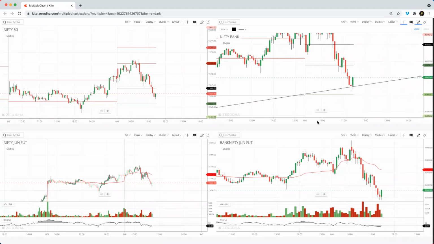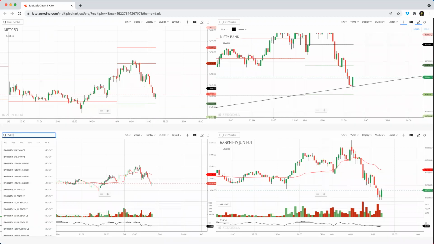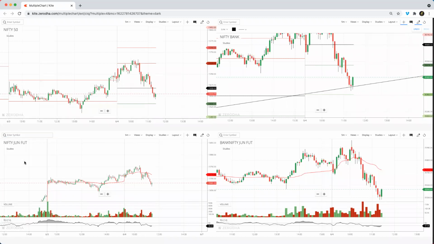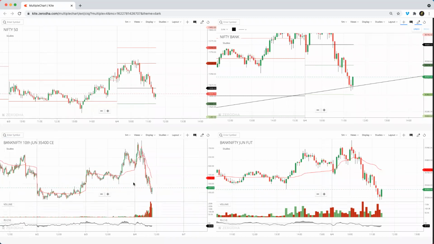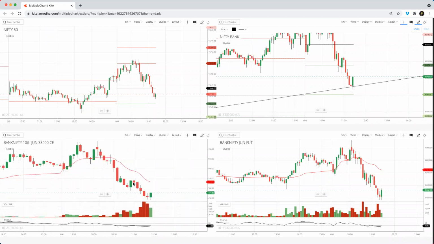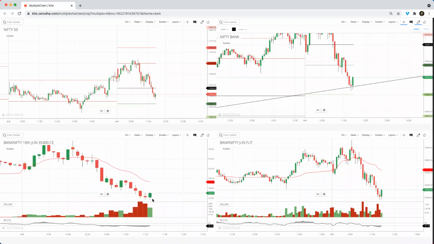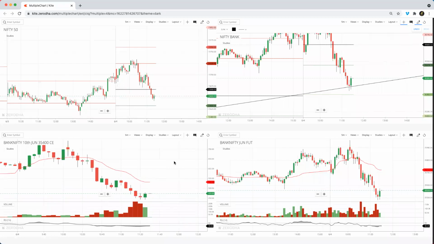I'll quickly add the 35,400 call option on this chart for easy reference. So this is what the premium chart looks like. Now let me quickly check how the open interest is looking for the 35,400 call option.